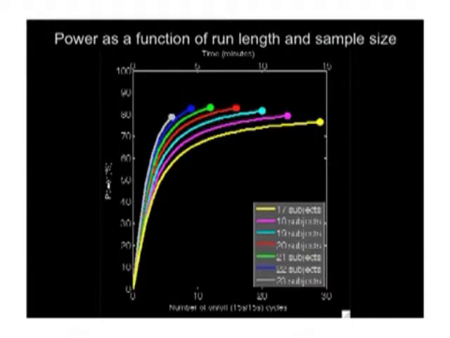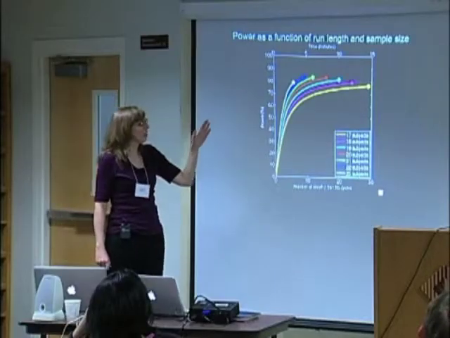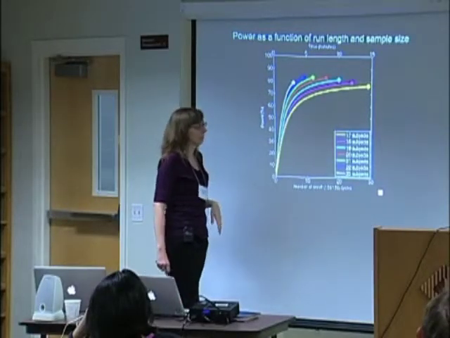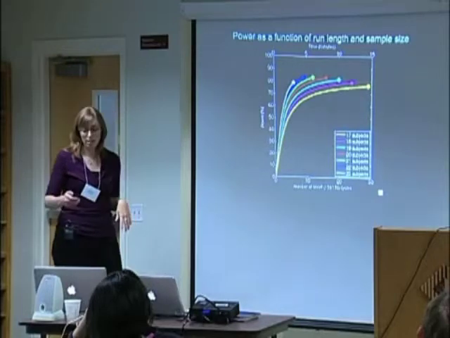So the other thing you can notice is there are multiple ways to get 80% power. And so what's interesting is we can look at each of these combinations where we hit 80% power and we can calculate the cost for that study.